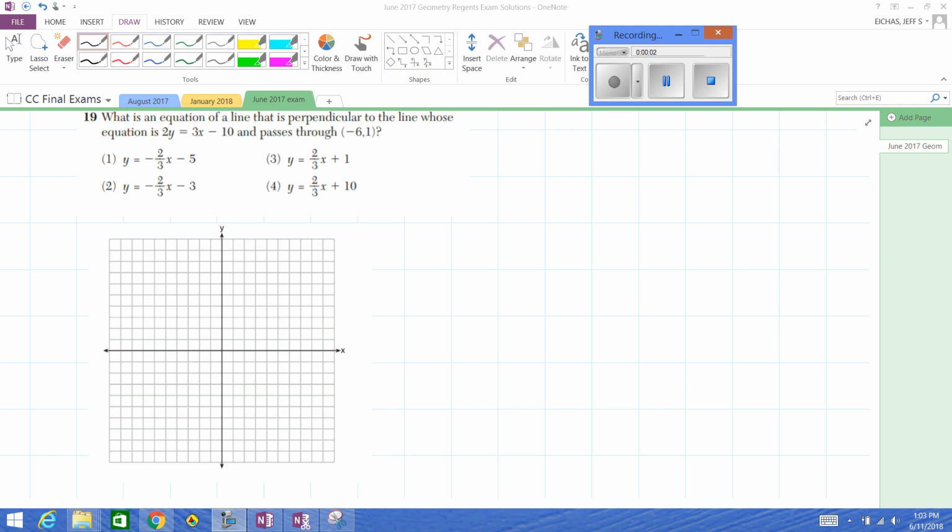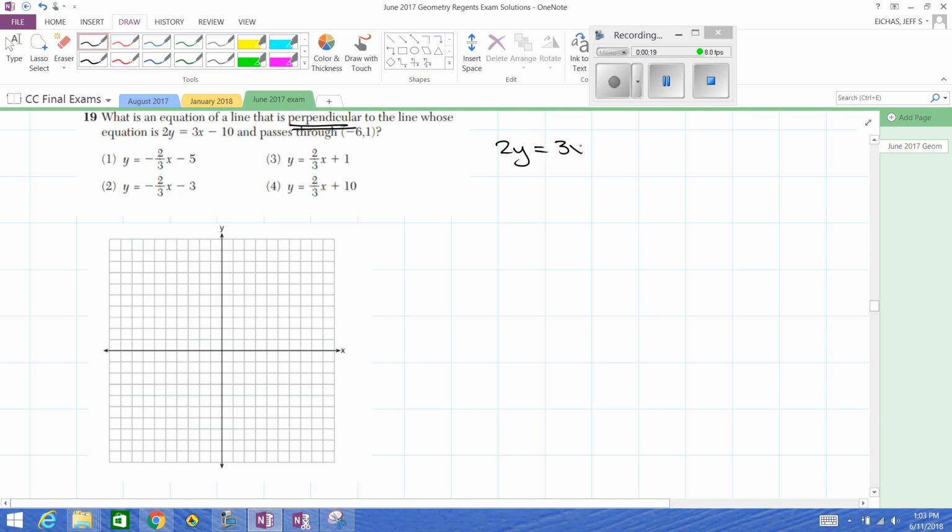So the rest of the part ones for the June 2017 exam. For this one, let's see, we want perpendicular. All right, so I've seen this a number of times where students solve the original line that is given, and then they leave that as a choice.